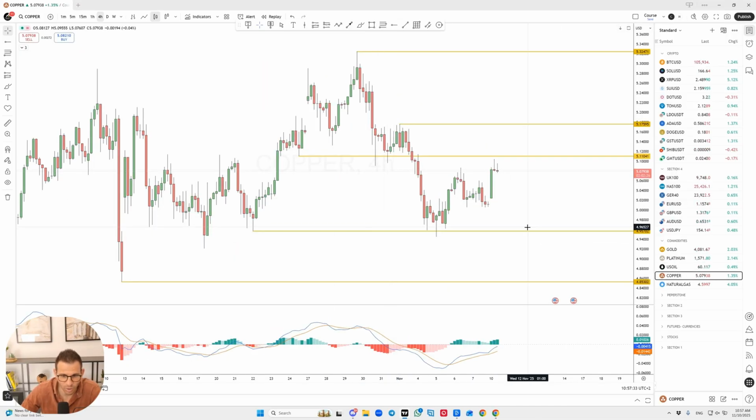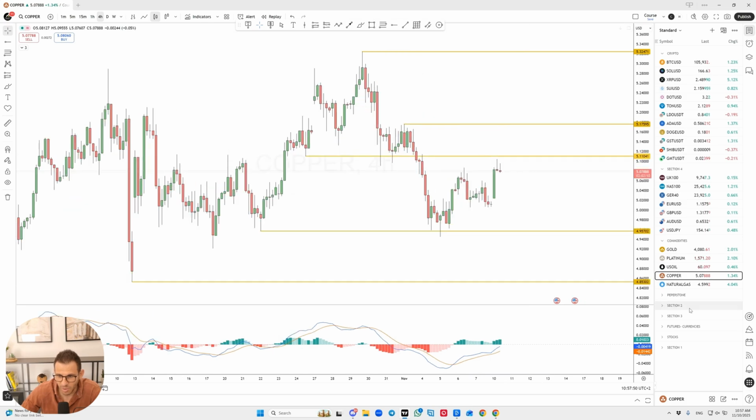And last one is the copper. The price just reached this support last Wednesday, middle of the trading week. It didn't touch the resistance around $5.1, so just sideways at the moment.